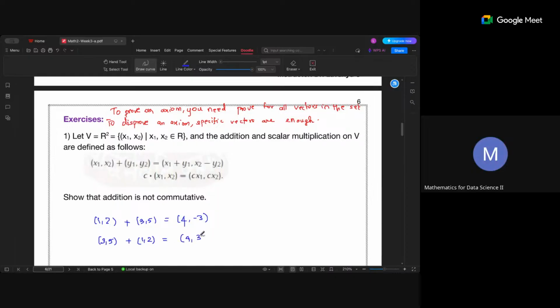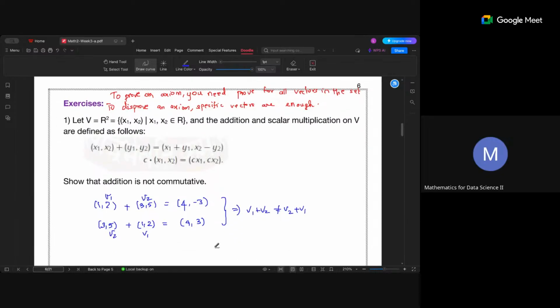So you see that if I call this V1, V2, here this is V2, V1. V1 plus V2 is not equal to V2 plus V1. So a specific example is enough to say that the axiom is not holding. So addition is not commutative here.